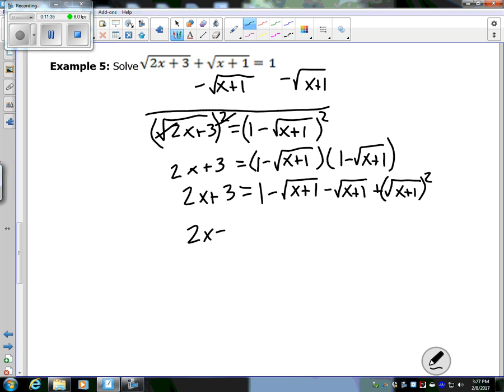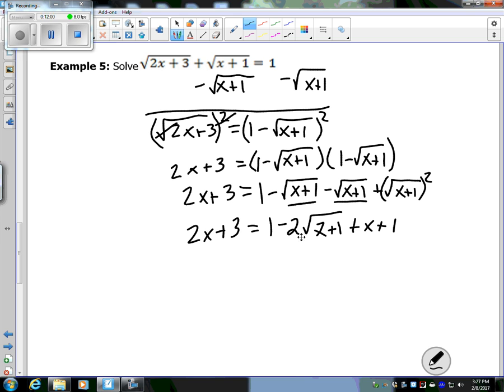1 minus, so here's our like terms. Radicals are the same underneath and the same index, square roots. So negative 2 square root of x, that's an x, plus 1. And square root and square cancel out, so plus x plus 1. Let's combine some like terms here.